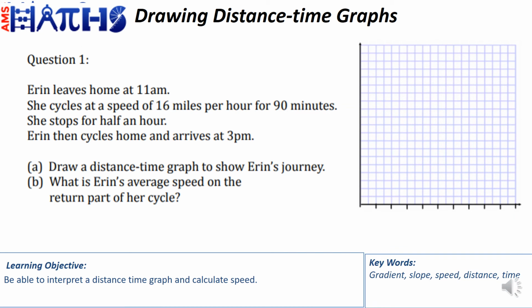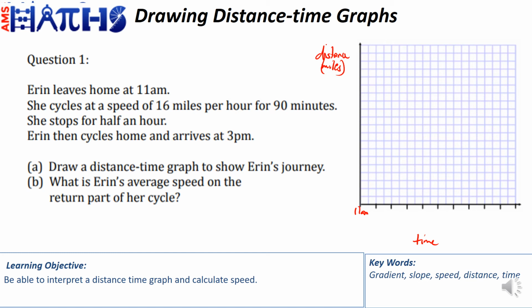Here's another example. Erin leaves home at 11 a.m. She cycles at a speed of 16 miles per hour for 90 minutes. She stops for half an hour. Erin then cycles home and arrives at 3 p.m. We have no scales given, so we need to work that out. We do know that she left home at 11 a.m., so we'll make a note of that, and that is our time. Our distance is going to be in miles, because it says that she traveled at a speed of 16 miles per hour. So we know our distance is in miles.